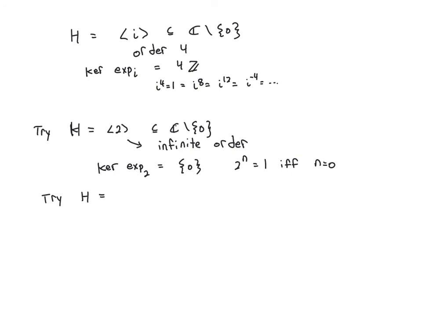And finally, as one last pain in the neck example, if you take the trivial subgroup, well then 1 to the n is equal to 1 for all integers. So then the kernel of this one is all of Z.